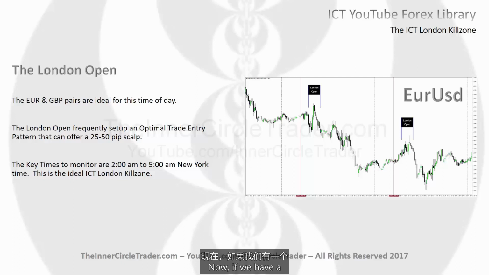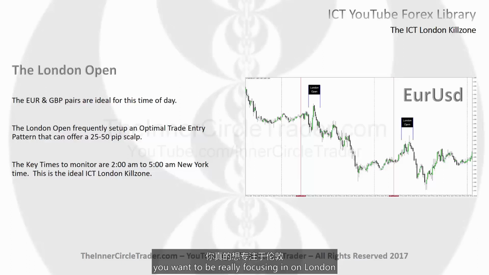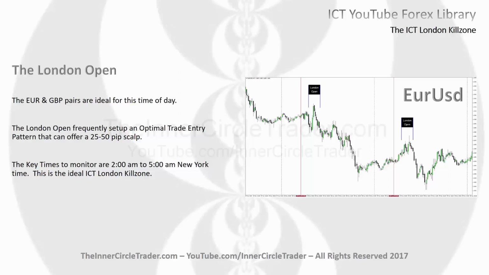Now, if we have a market that is, let's say, in a strong trending environment, you want to be really focusing in on London because London will give you the highest probability of a low risk entry price point.